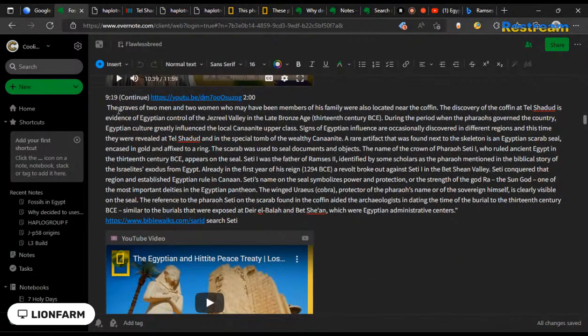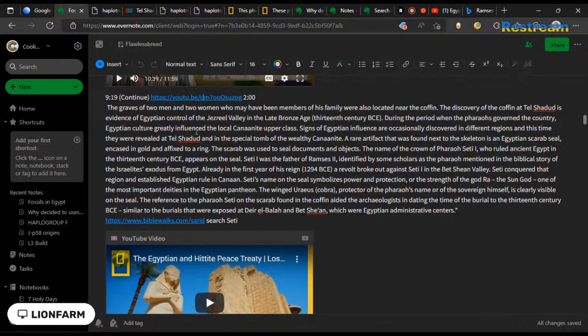But again, when we talked about some of those highlights, when we talk about what was found in that little area, right, where Seti was, the grave of two men and two women who may have been members of his family were also located near the coffin. The discovery of the coffin at Tel Shadud is evidence of Egyptian control in Jezreel Valley in the late Bronze Age, 13th century BC, during the period when the pharaohs governed the country.